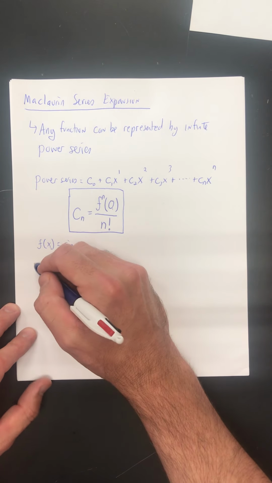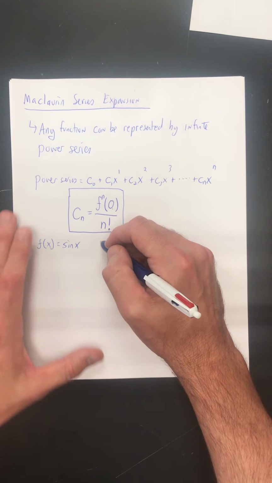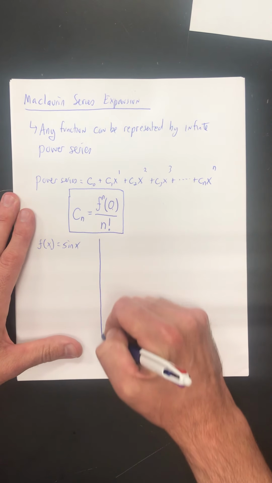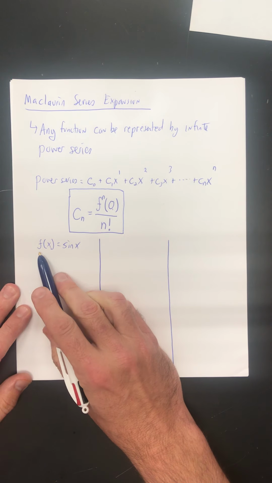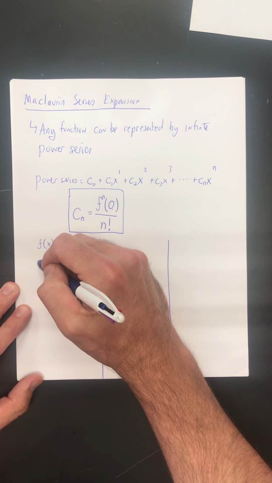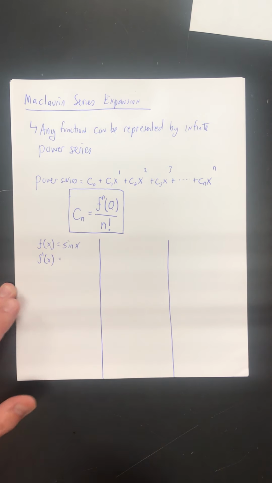I'm going to write the following. I'm going to partition my page into 3 columns. The first column is going to be the function and the derivatives. So here's the thing with the Maclaurin series expansion.